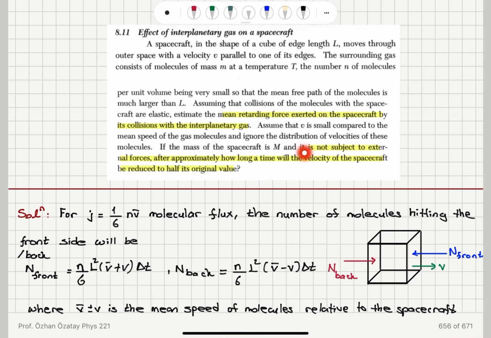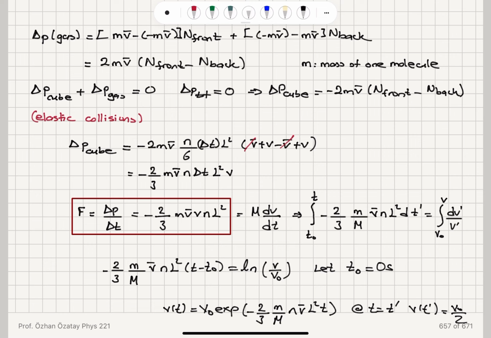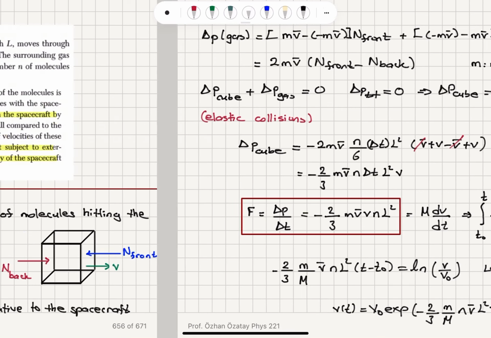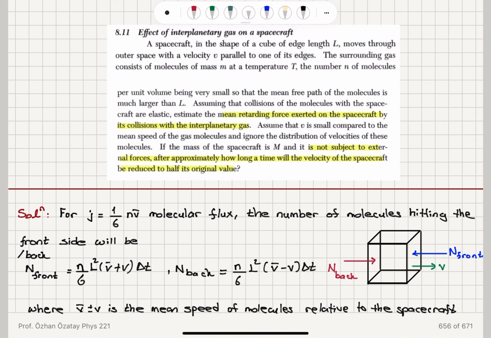Now, because I have elastic collisions and there are no external forces acting on the system, so basically it is not subject to external forces, then I have linear momentum conservation. So delta p cube plus delta p gas is 0. So delta p cube is minus 2 m v bar n delta t L square v when I substitute my result for n front and n back. The retarding force is delta p over delta t, which is what we were supposed to find initially.